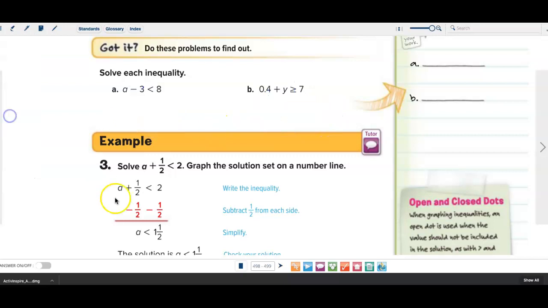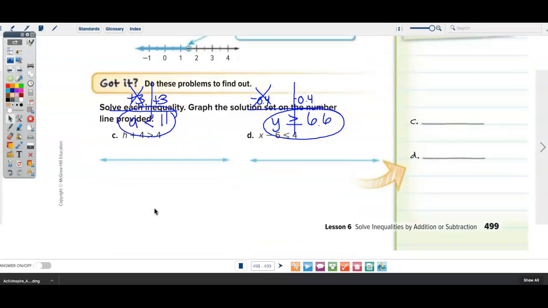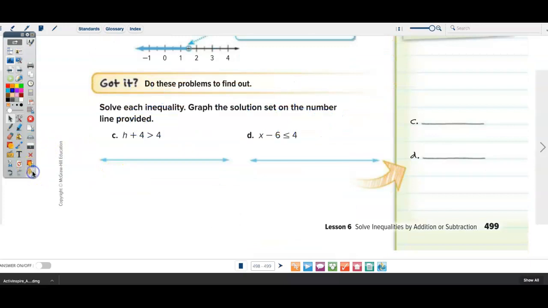All right, Got it C and D. This time we're going to solve and then we're going to use a number line to represent our answer. So on C, I draw my line, I work on the side that has the variable. I have a plus 4, so to get rid of that, I'm going to minus 4. What you do to one side, you always do to the other. h is greater than 4 minus 4, which is 0.